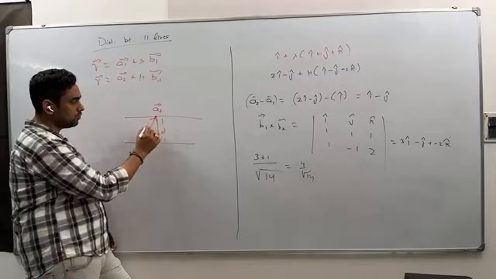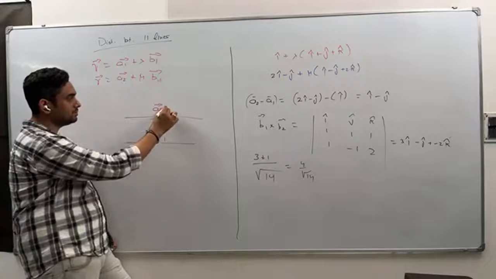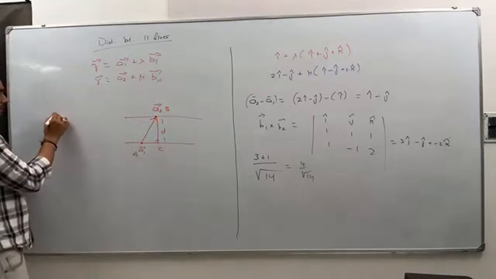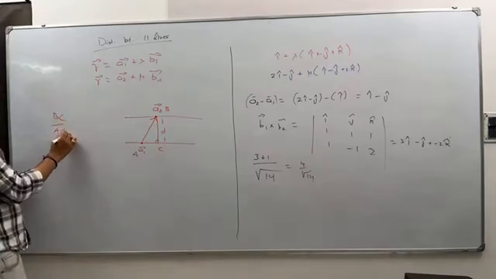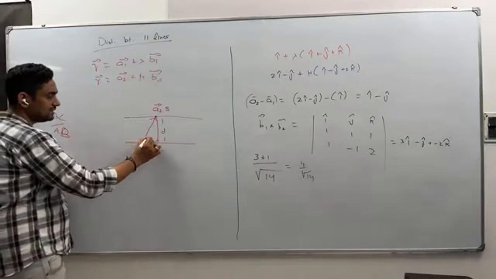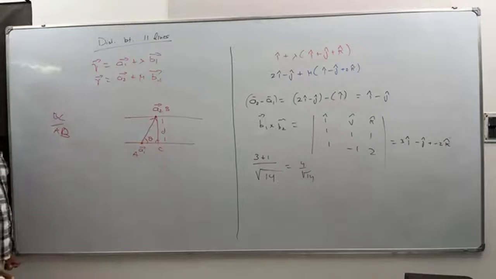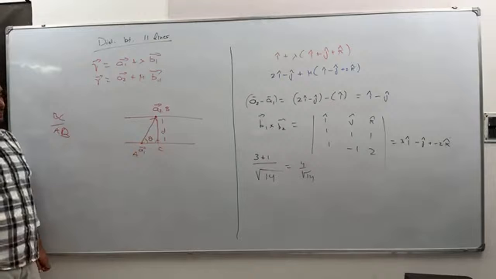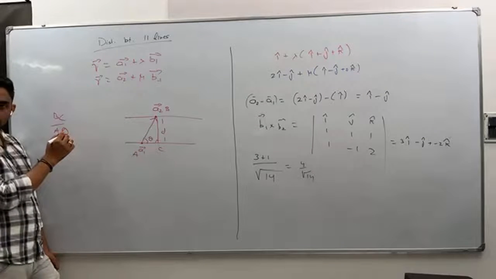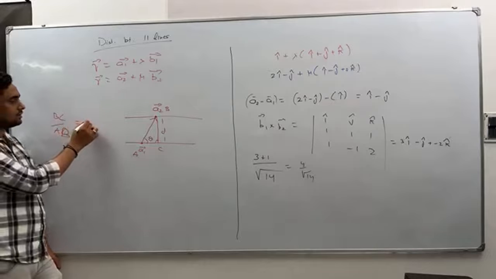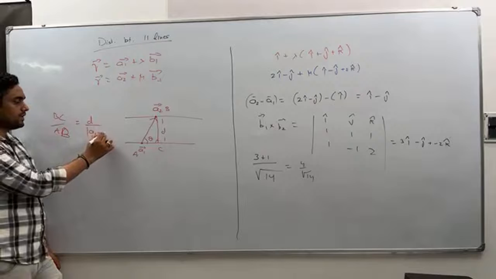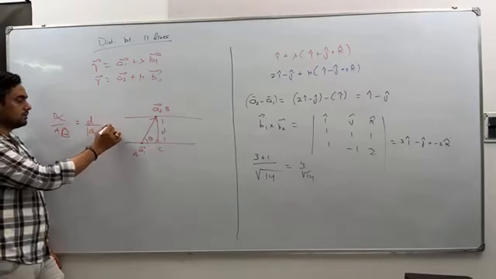Now we'll name it. Let's say this is A, this is B, and this is C. So what will be BC by AB? If this angle is theta, what will be BC by AB? It is sine theta. So can I say that d by mod of a2 minus a1 is sine theta?